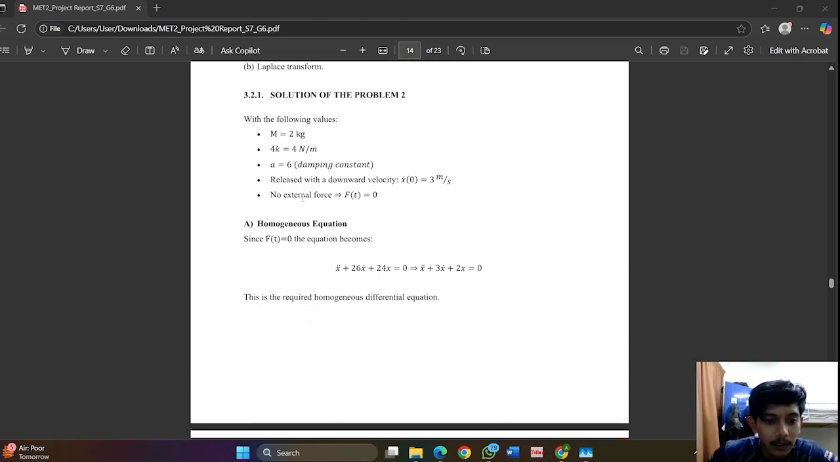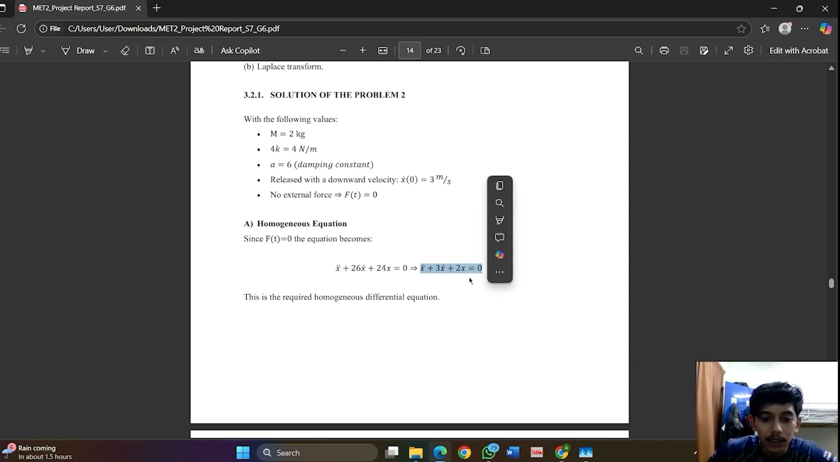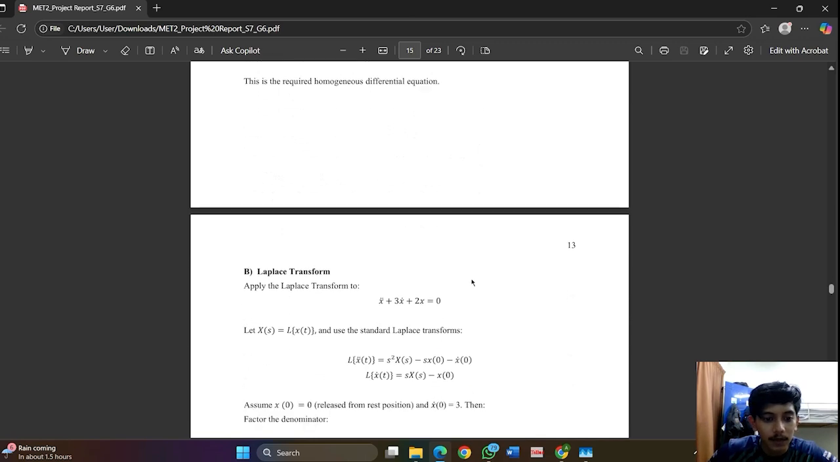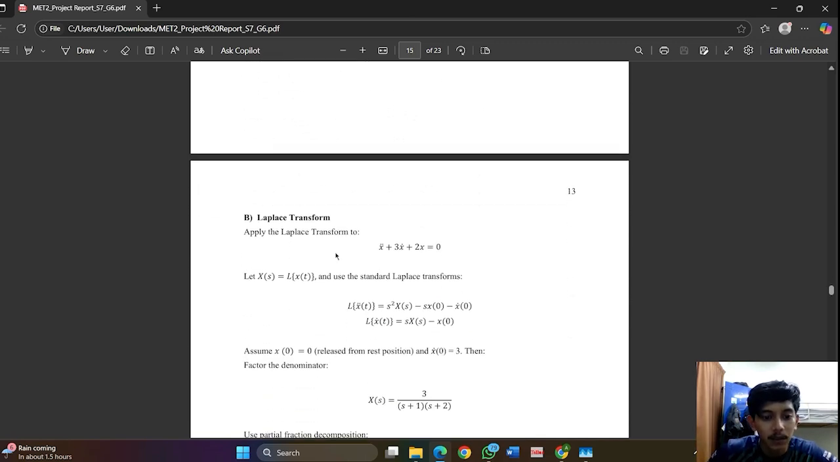As we can see, first we do a homogeneous equation. Since f(t) equal to 0, the equation will become x double prime plus 6x prime plus 4x equal to 0. So as you can see over here, we require a homogeneous equation, so we get x double prime plus 3x prime plus 2x equal to 0. So second, we do a Laplace transformation.